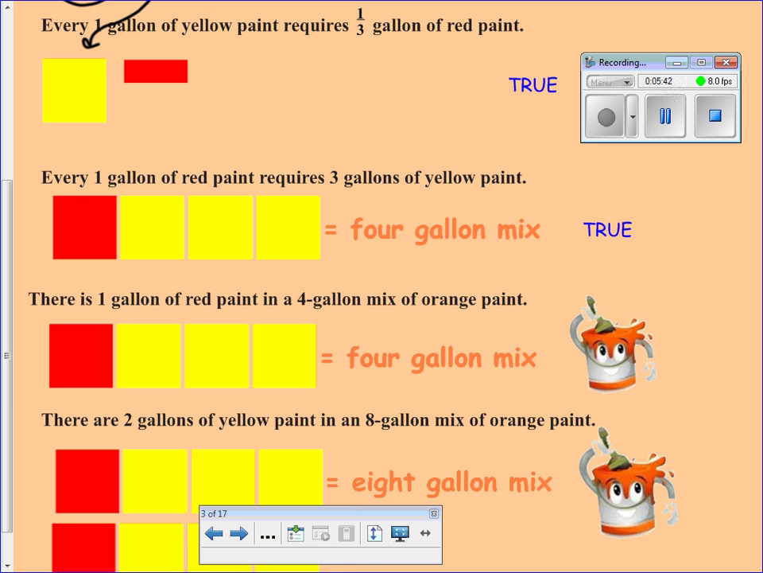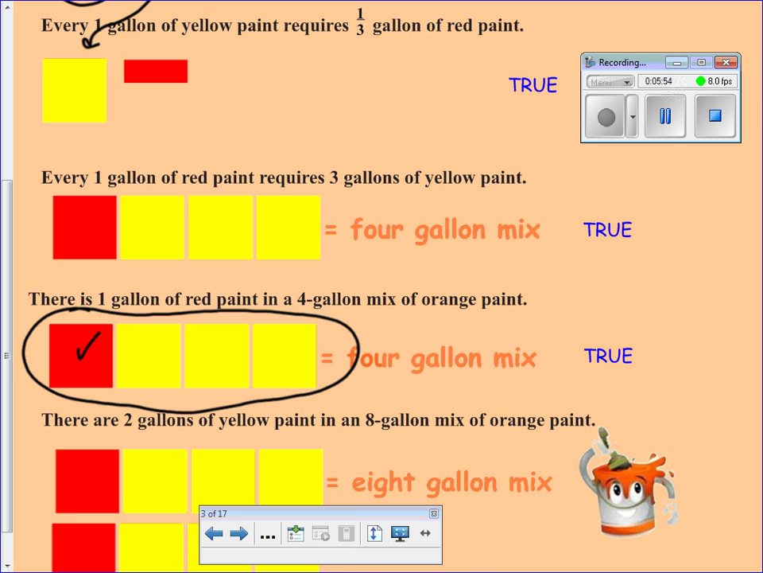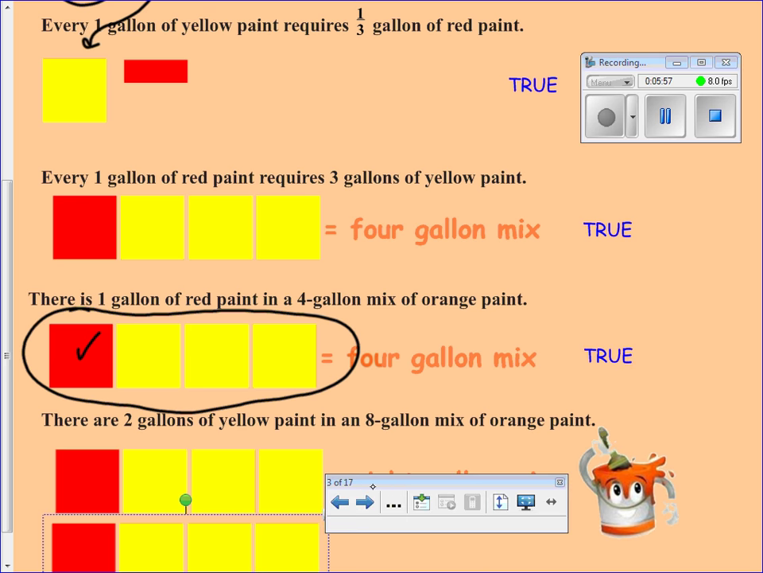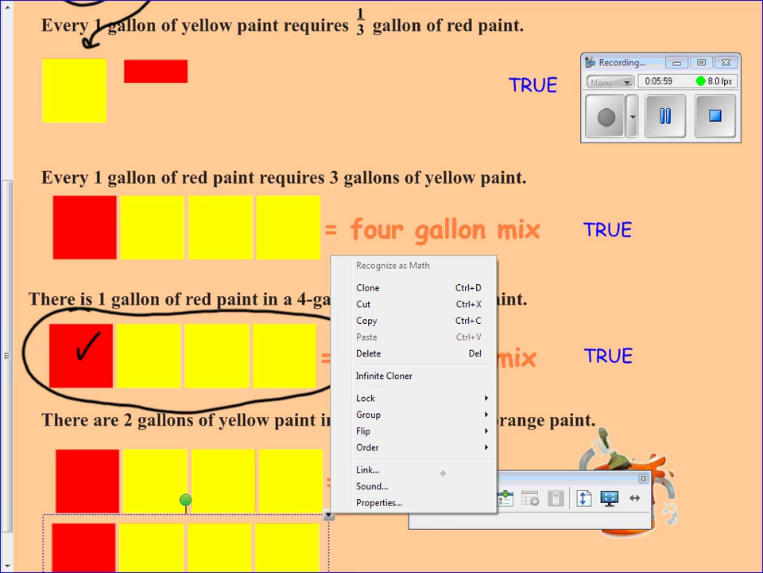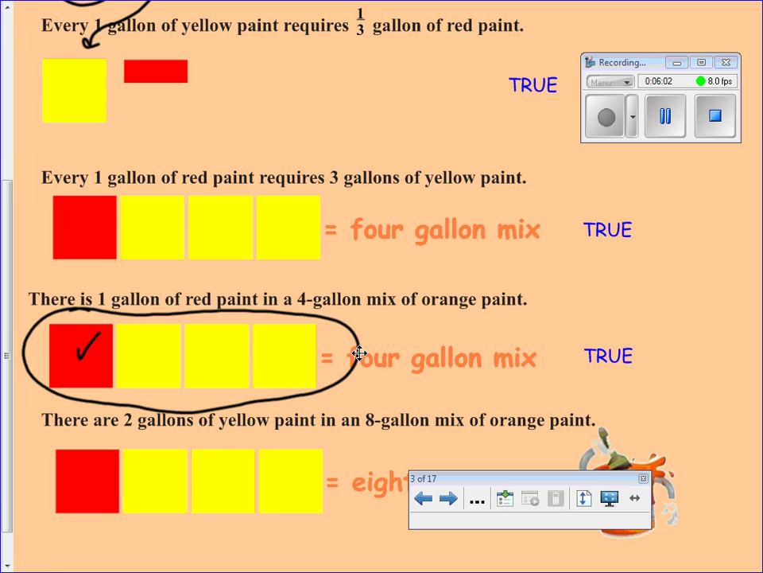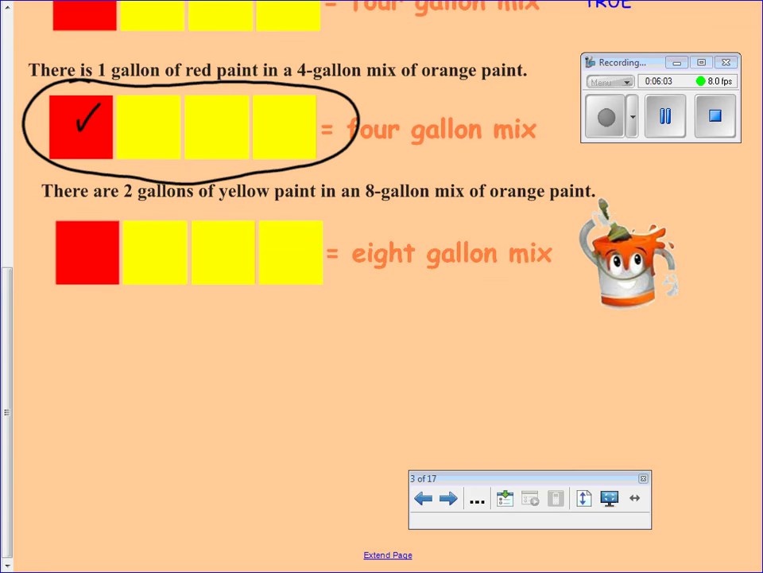Here's my 4 gallons that made orange. Is one of them red? So that is true. I see a pattern forming here. So now let's scroll down to the last one.